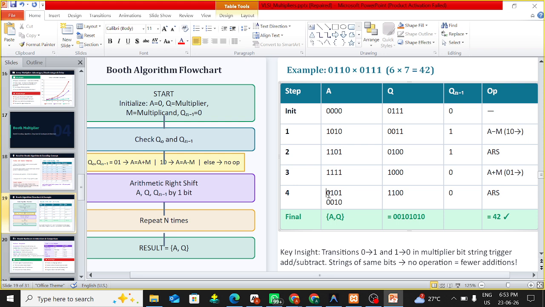Okay, so now your A is this, Q is this, and the Q(n-1) is this. So if you shift this, what is the output you are going to get? Now you have 0, right? First term you have 0, so you need to add 0.